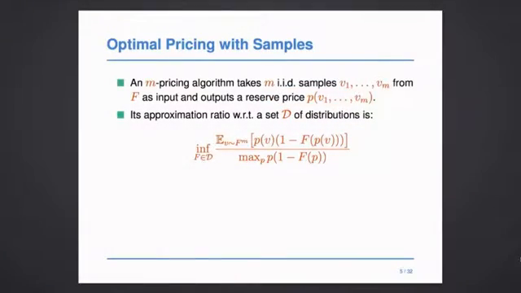Okay, so more formally, an M-sample pricing algorithm will take M i.i.d. samples from the prior as input and output some reserve price. And then we will consider its approximation ratio as the expected revenue we can get from this algorithm over the random realization of these samples, and compare this with the optimal revenue you can get in hindsight choosing the absolute optimal reserve price. And this is the approximation ratio of the algorithm. And we want to make this as large as possible, obviously.